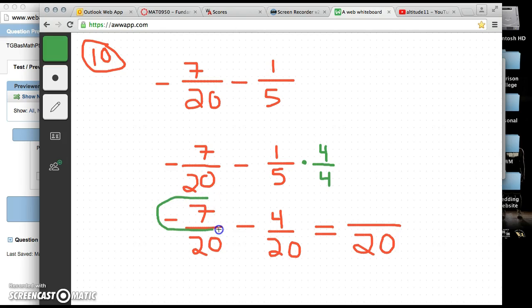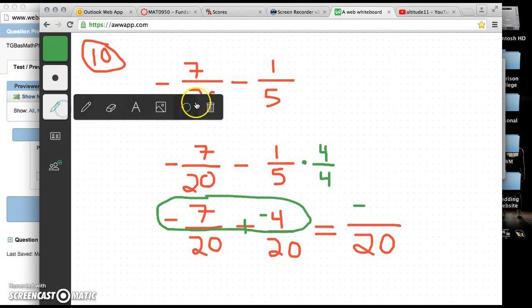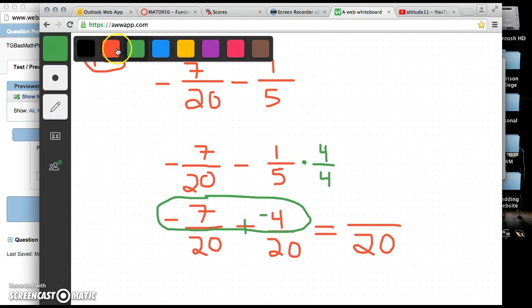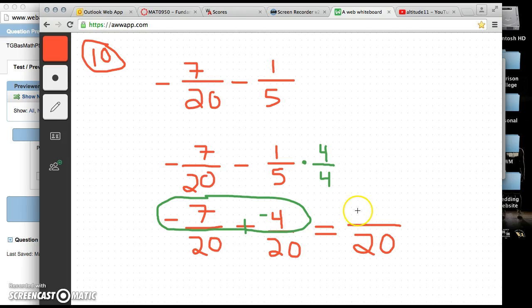We need to take our numerators here and perform the operation on them. So we have a negative 7 minus 4. Remember that subtracting is the same thing as adding the opposite value here. So negative 7 minus 4 is the same thing as negative 7 plus a negative 4. Negative 7 plus a negative 4 is going to be a negative 11. So this would be our final answer then, negative 11/20.